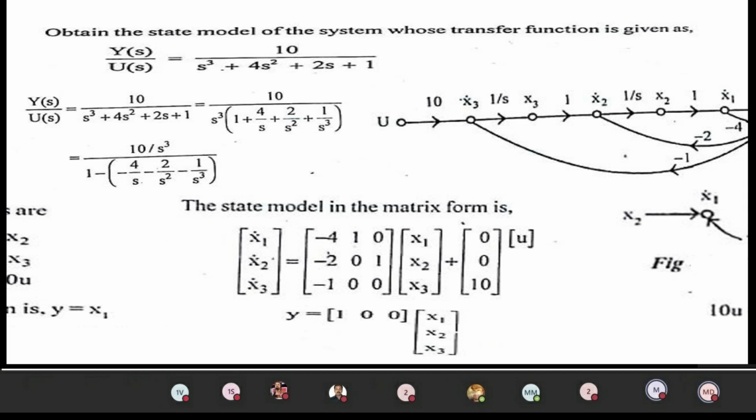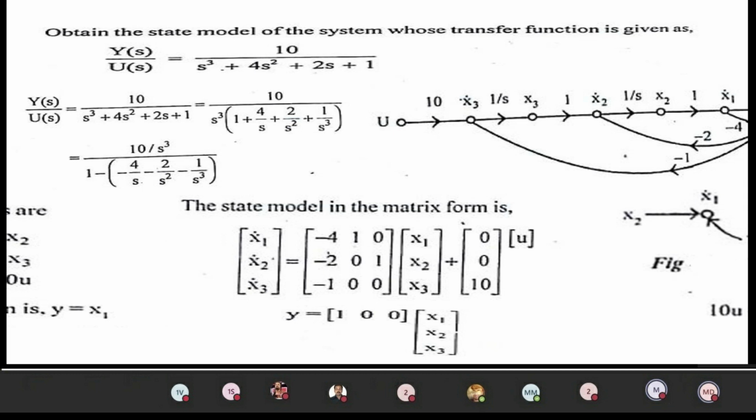How to draw the signal flow graph: the highest s power is 3, therefore three 1 by s branches will come, that is for the integration. The integration branch gain will be 1 by s. In between, you can write unity branches or transmittances. Here you get 1 by s, then a branch gain of 1, then another 1 by s branch gain, and after that 1 will be chosen. Like that, draw the signal flow graph, and then you can write the state equations.